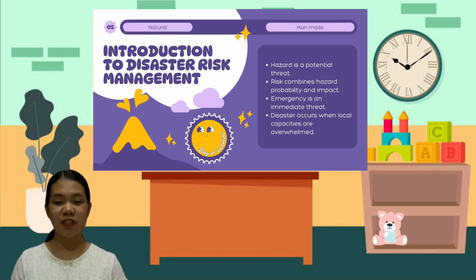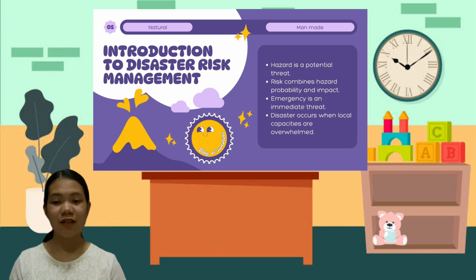Let's proceed to disaster risk management. It is a critical process for reducing the impact of disasters and ensuring communities can respond and recover effectively. Whether it's a natural or man-made event, preparation and planning are key to minimizing harm.